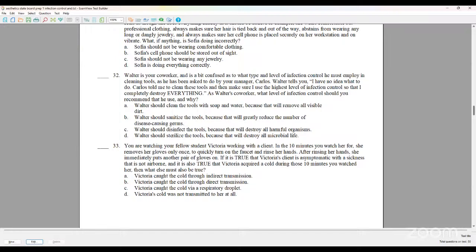So 32 is D. 33, you are watching your fellow student Victoria working with a client. In the 10 minutes you watch her for, she removes her gloves only once to quickly turn on the faucet and rinse her hands. After rinsing her hands, she immediately puts another pair of gloves on.